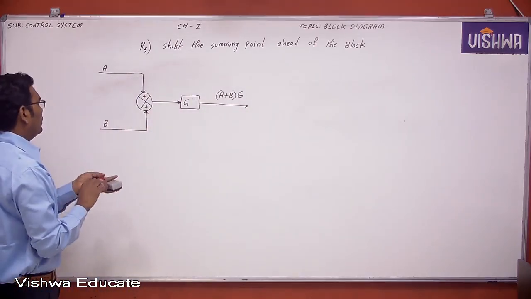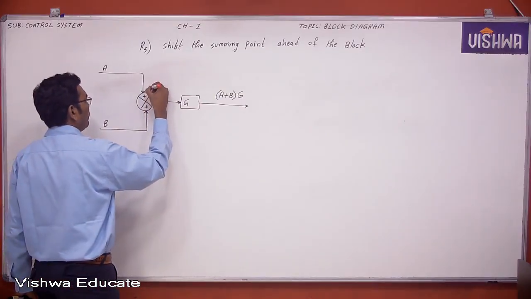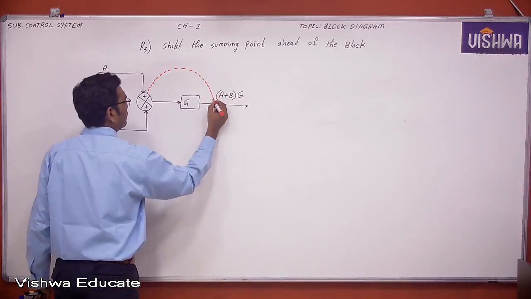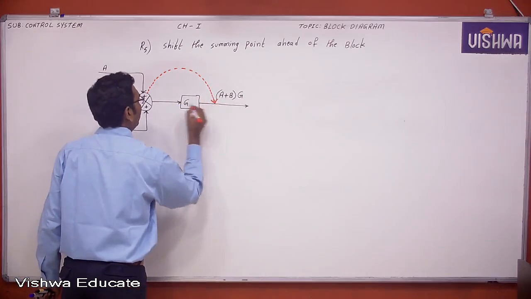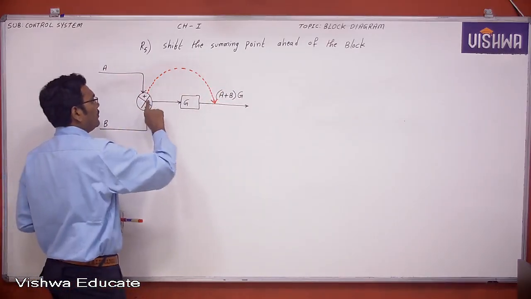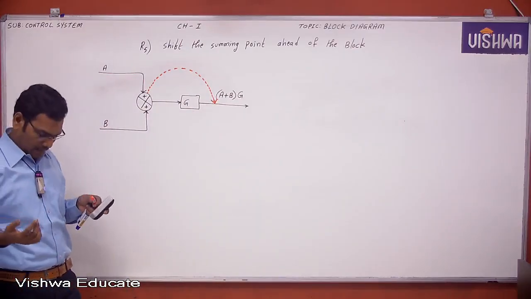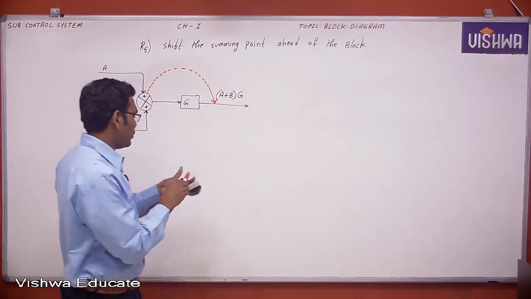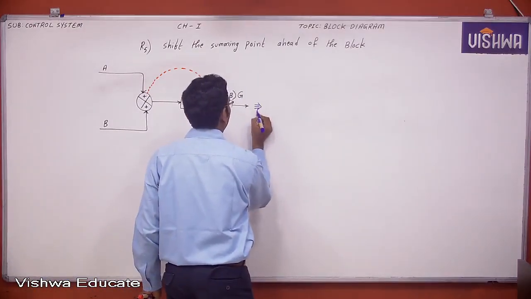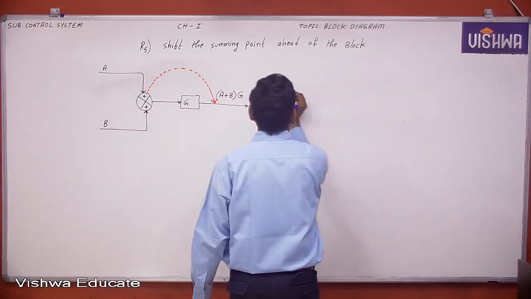Now this is the summing point. Now you just shift this summing point before. Now this is a summing point. What he is asking? Shift this summing point ahead of the block. So if you want to shift this summing point, you can get more advantage. Therefore you can shift that. Okay. So now if you shift that, now you want the summing point here.